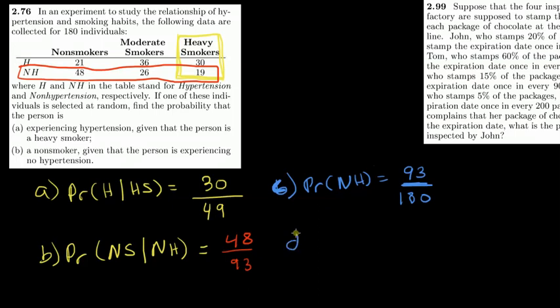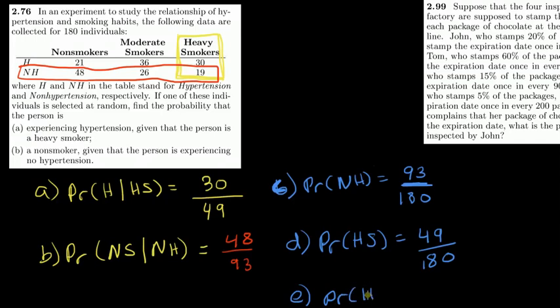Let's do another one. What about the probability of being a heavy smoker? There's 30 plus 19, so there's 49 heavy smokers out of 180 in the population. Let's add one more. What about the probability of not being a heavy smoker? That's the complement. If we have heavy smoker, we can just do 1 minus that.